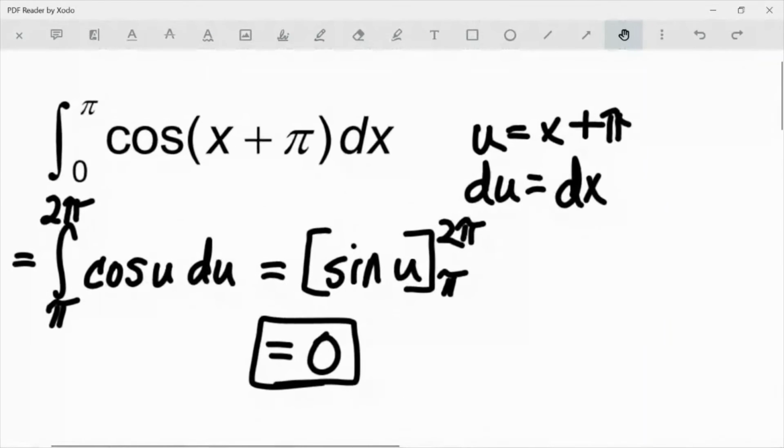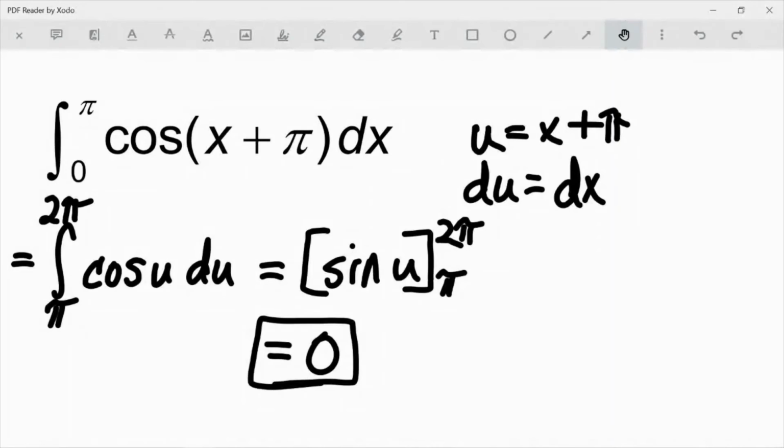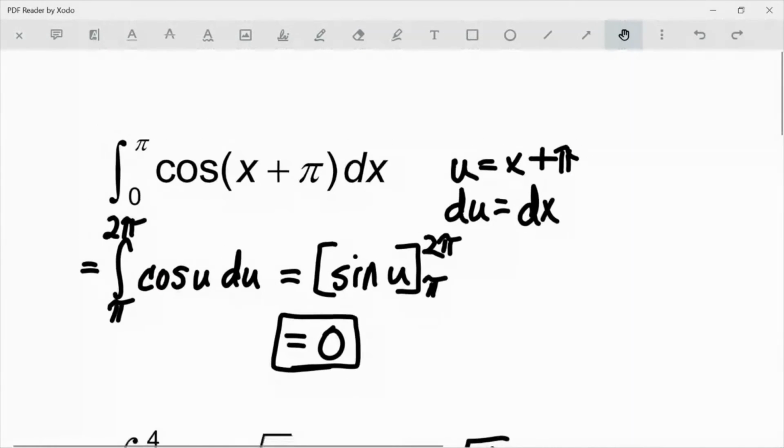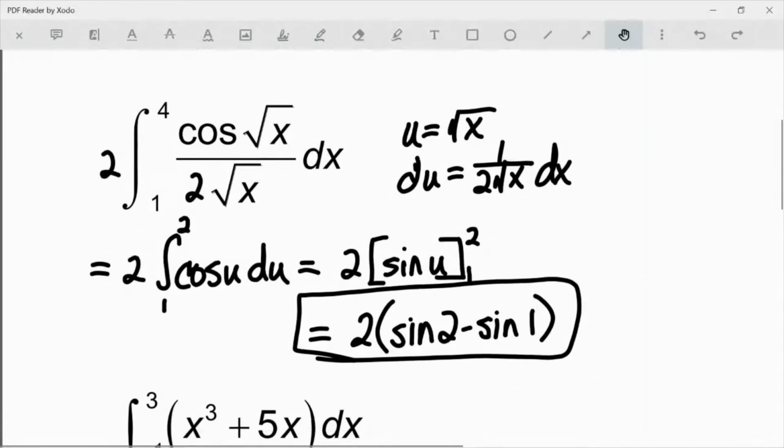Okay, so here's another one. We've got cosine of x plus pi. Now, this might be one that you don't even feel like you need substitution on. And if you can do it without substitution, that's totally fine. But if you did do a substitution, here are the steps. Your u is x plus pi, your du is dx. And remember, your limits of integration have to change. So now I've got my integral from pi to 2 pi of cosine u du. Take my antiderivative, upper limit minus lower limit, I'm going to end up with 0. Okay, so here's another one.